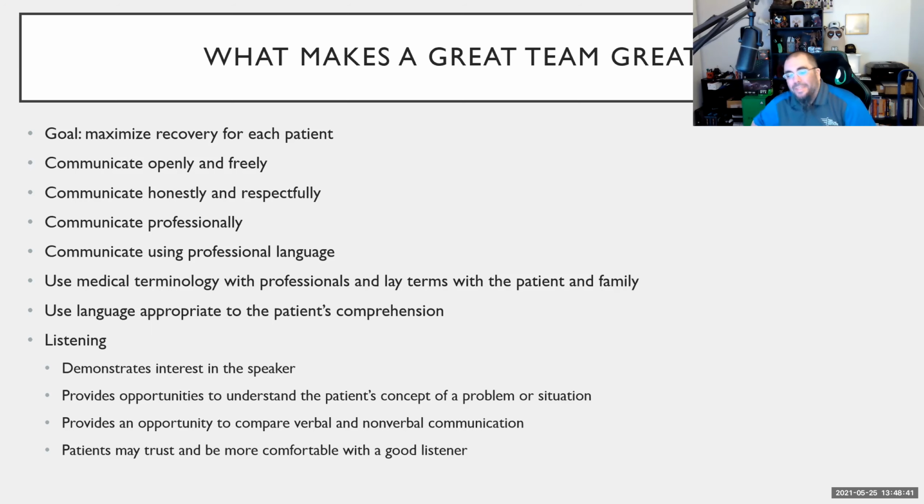Provide an opportunity to compare verbal and nonverbal communication. You just got to be able to do that. And patients may be more comfortable with a good listener. Sometimes if you spend 3 minutes listening at the beginning of the session, they're more likely to do their whole session.